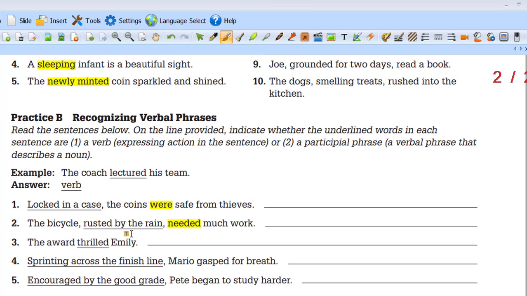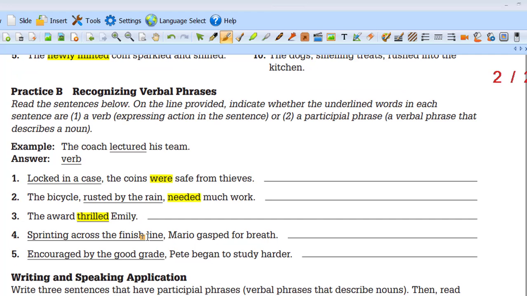Number 3, verb. Verb. This is the action verb. Okay. Number 4 is what? Participial phrase. This is not a verb. Where is the verb? Here. We have the verb here. Number 5, participial phrase. This is not a verb. The verb is here. Okay.